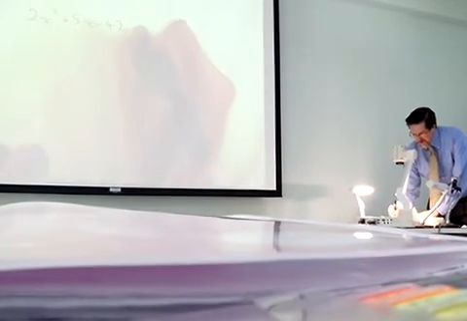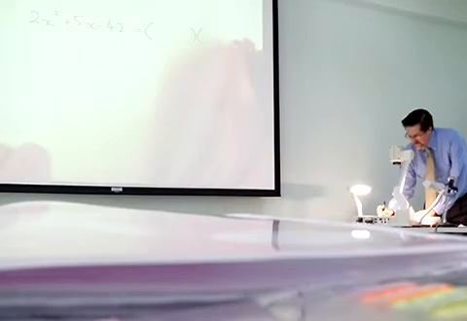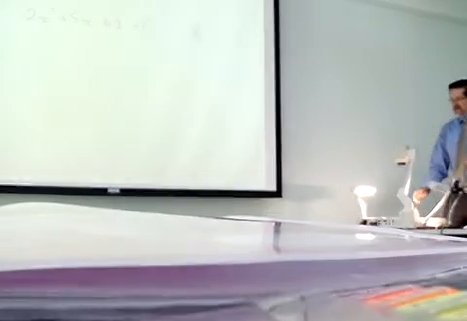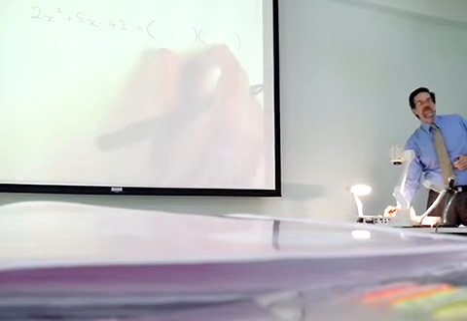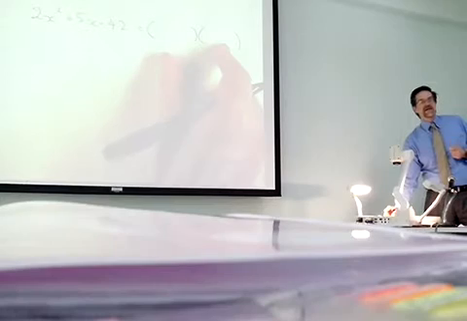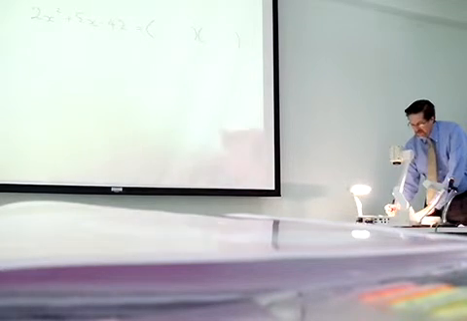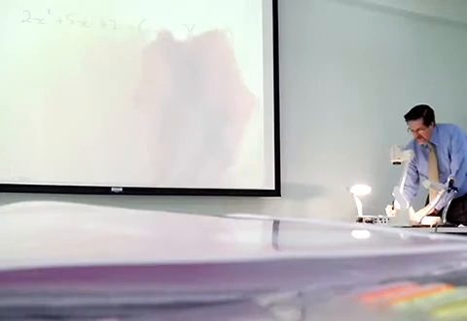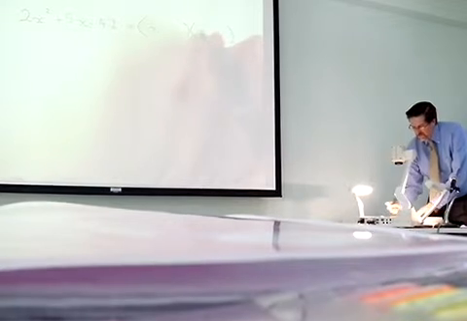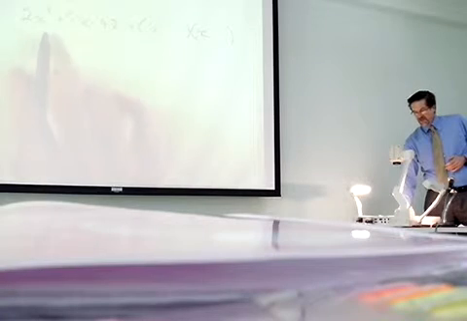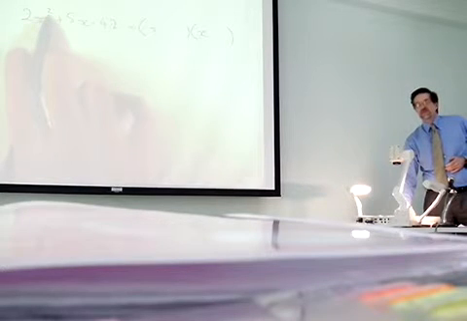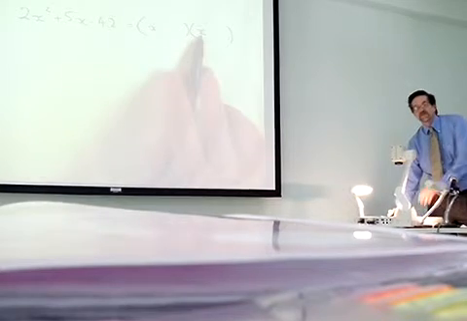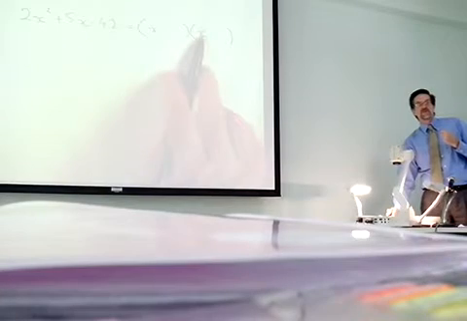When we factorize, we have to write this expression in two parts, like this. That's what factorizing means. So in this case, we have 2x squared. When we multiply the two x terms, we have to get 2x squared.